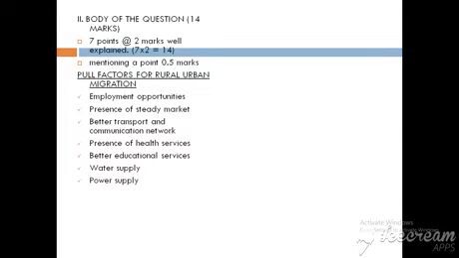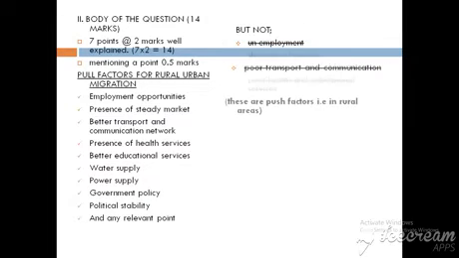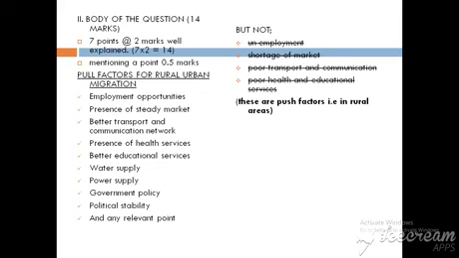But you cannot write unemployment, because unemployment is a problem. It will force people to go away from areas without employment. So that one will be in rural areas. So we cannot give these points in this format. Poor transport, those are push factors.